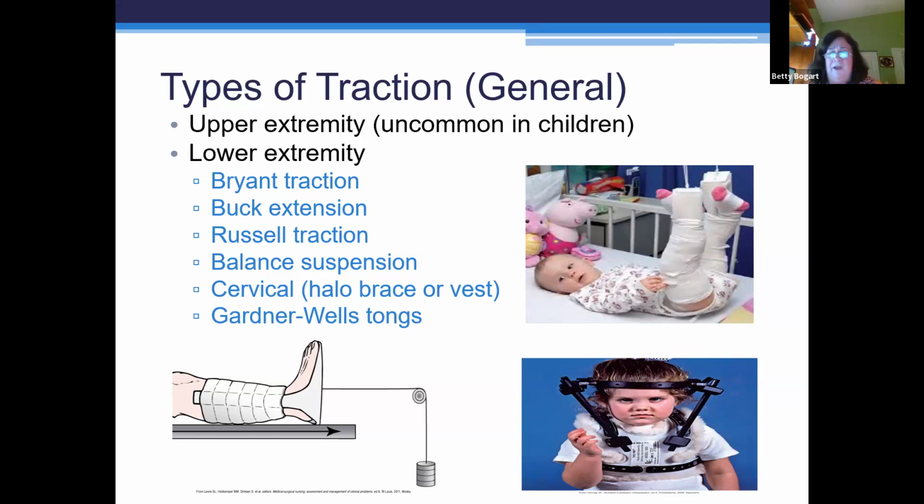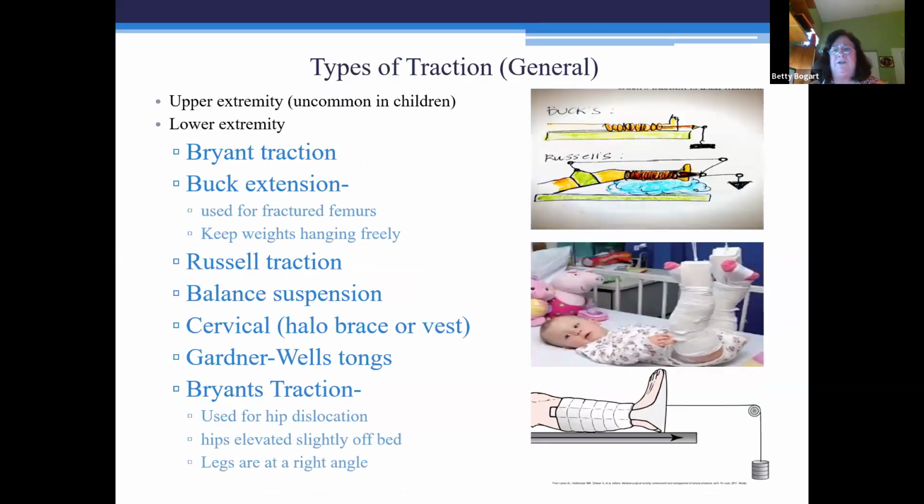Okay? Buck's traction, again, is used usually for your fractured femurs because it pulls it straight and relieves all that pain. Russell's traction is just the one that has an extra piece. It's like Buck's, but there's another one right there at the upper thigh that holds it straight. And then, of course, you have your cervical and the Gardner-Wells tongs, which we saw in the other pictures. So that's the whole thing right there again.